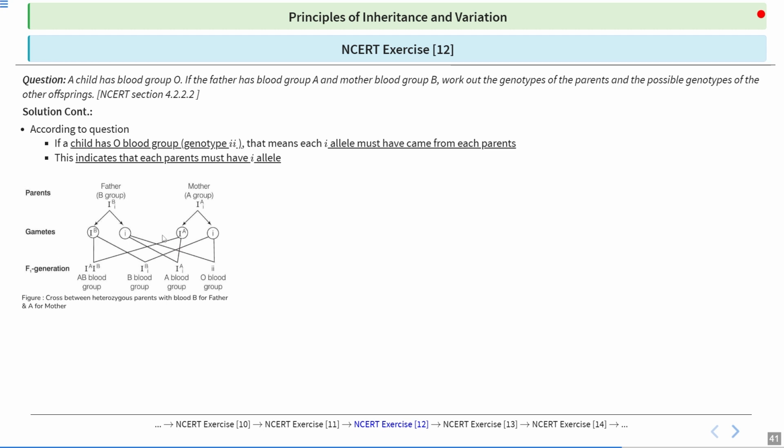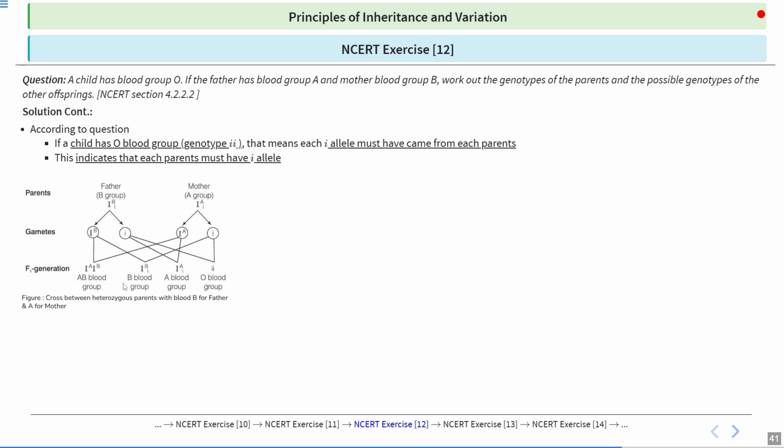So these will be the gametes produced. In case of IB i, half of the gametes will contain IB, half will contain small i. In case of IA and small i, half of the gametes will contain IA, half will contain small i. Now you can make all the different combinations. In the F1 generation, you will get this child. This child has small i, so this will have O blood group.